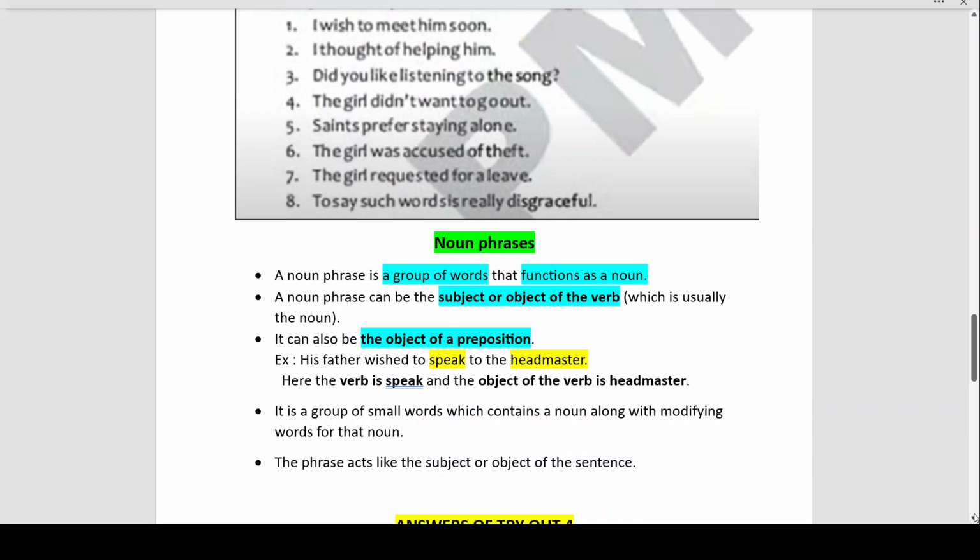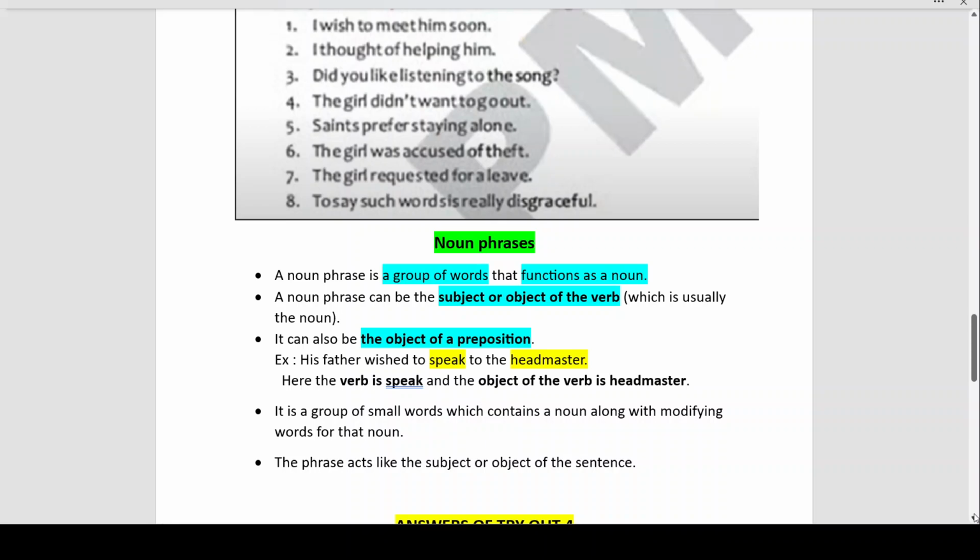Fine. Saints prefer staying alone. Now, prefer is your, now staying alone is your, staying is your verb. Okay, your staying is your verb. Now, what am I speaking about? Which subject? We are speaking about saints. So here your noun phrase is saints prefer staying alone. So staying alone is your noun phrase because it is modifying the saints prefer noun.